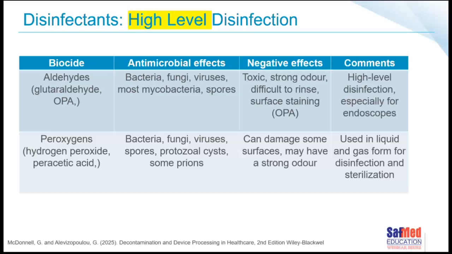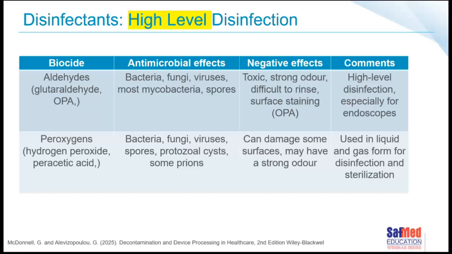And these types of products are used in liquid and in gas form, both for disinfection and sterilization, and are often used these days in automated endoscope washer disinfectors. Most of those we tend to use now, we use hydrogen peroxide and peracetic acid-based products because their efficacy is well known, especially in those automated processes.